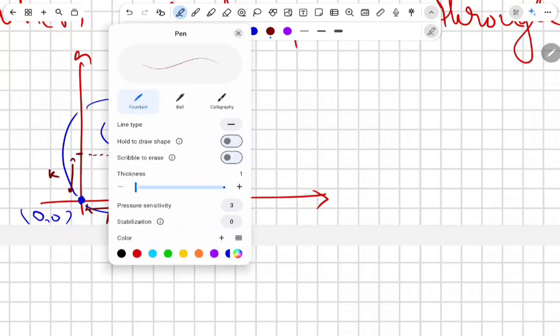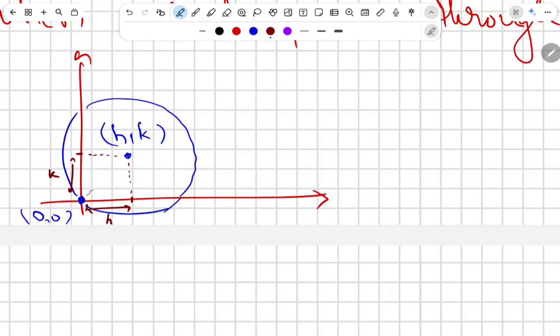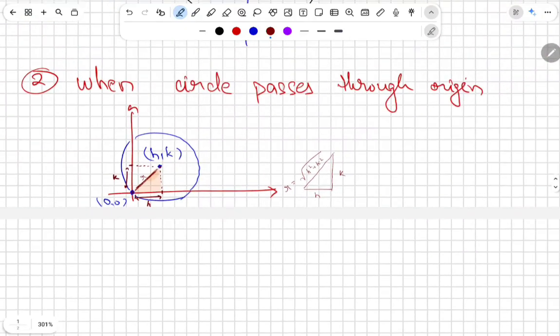If these two distances are given, then I can calculate the hypotenuse. What I'm trying to say is focus at this triangle. In this shaded triangle, if I draw this triangle outside, it will look something like this. Base is h, perpendicular is k, so hypotenuse will be under root h square plus k square. And what is this hypotenuse? Center to point distance is called a radius. So this is going to be the radius of my circle.